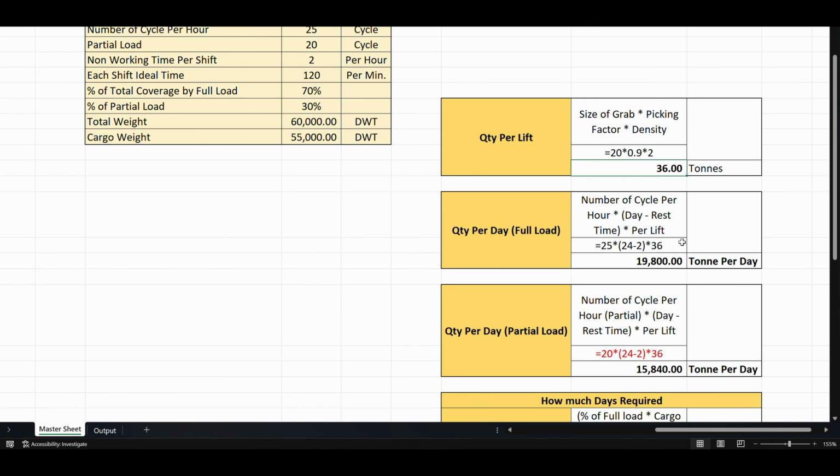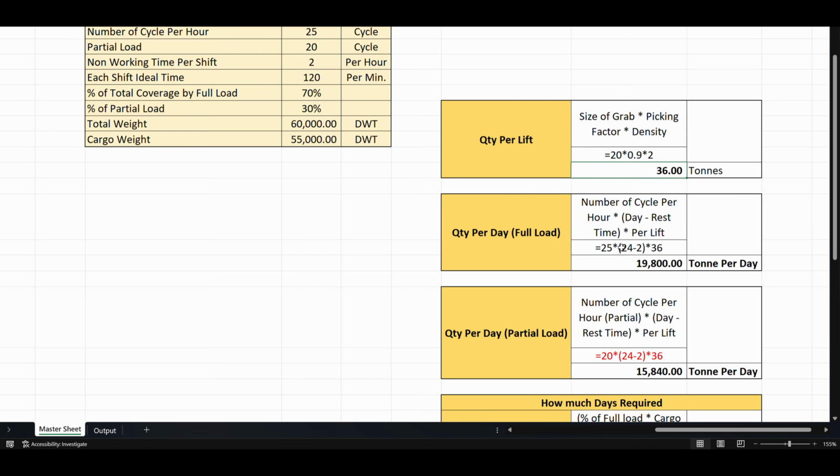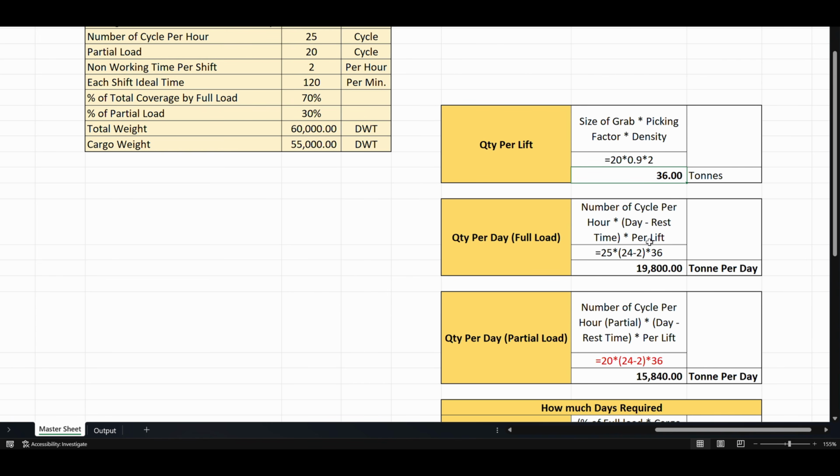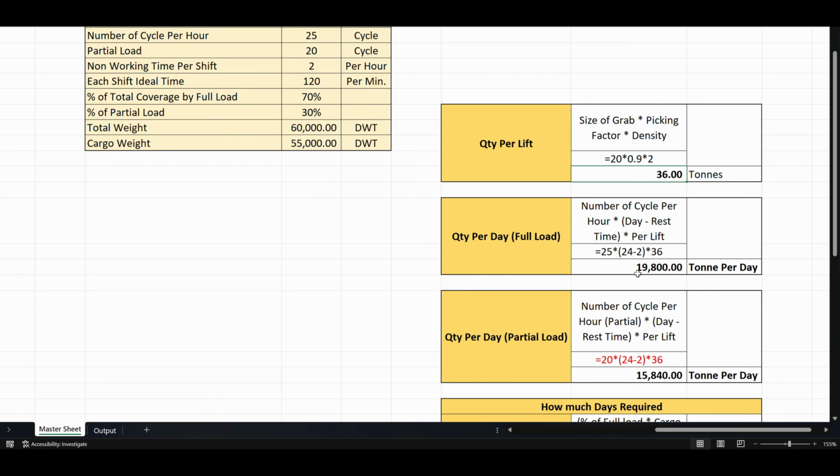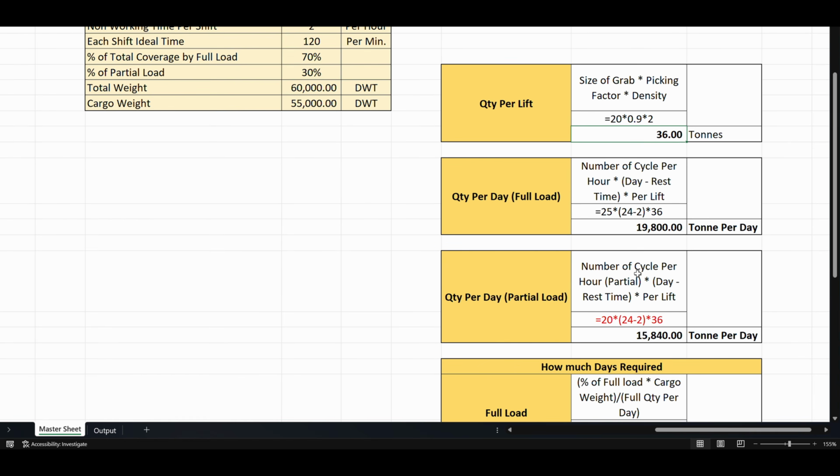Now we go to quantity per day for full load. For a day, the number of cycles in 1 hour is 25, and the working hours are 22, 24 minus 2, and per lift is 36 tons. So we get 19,800 tons per day in a full load.